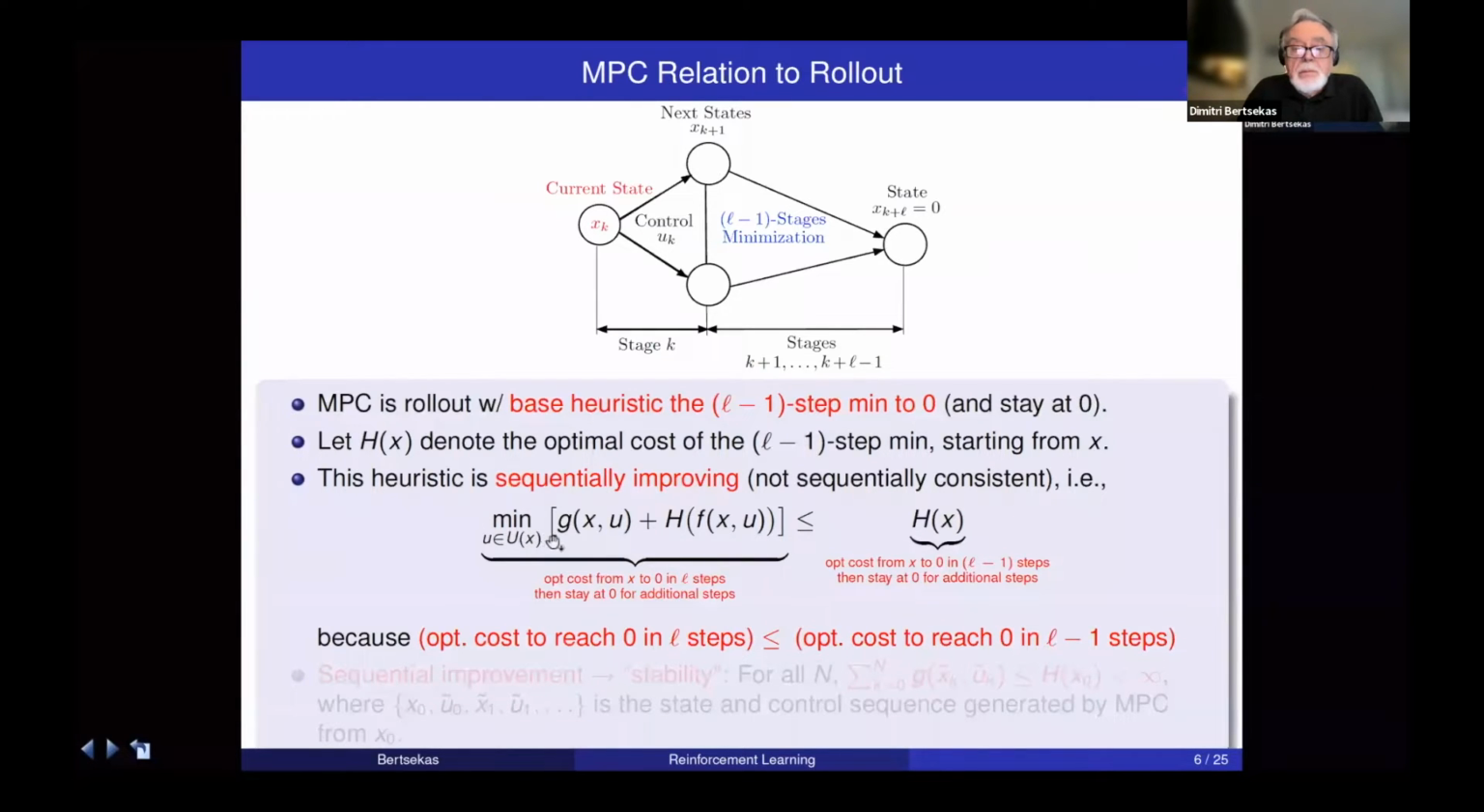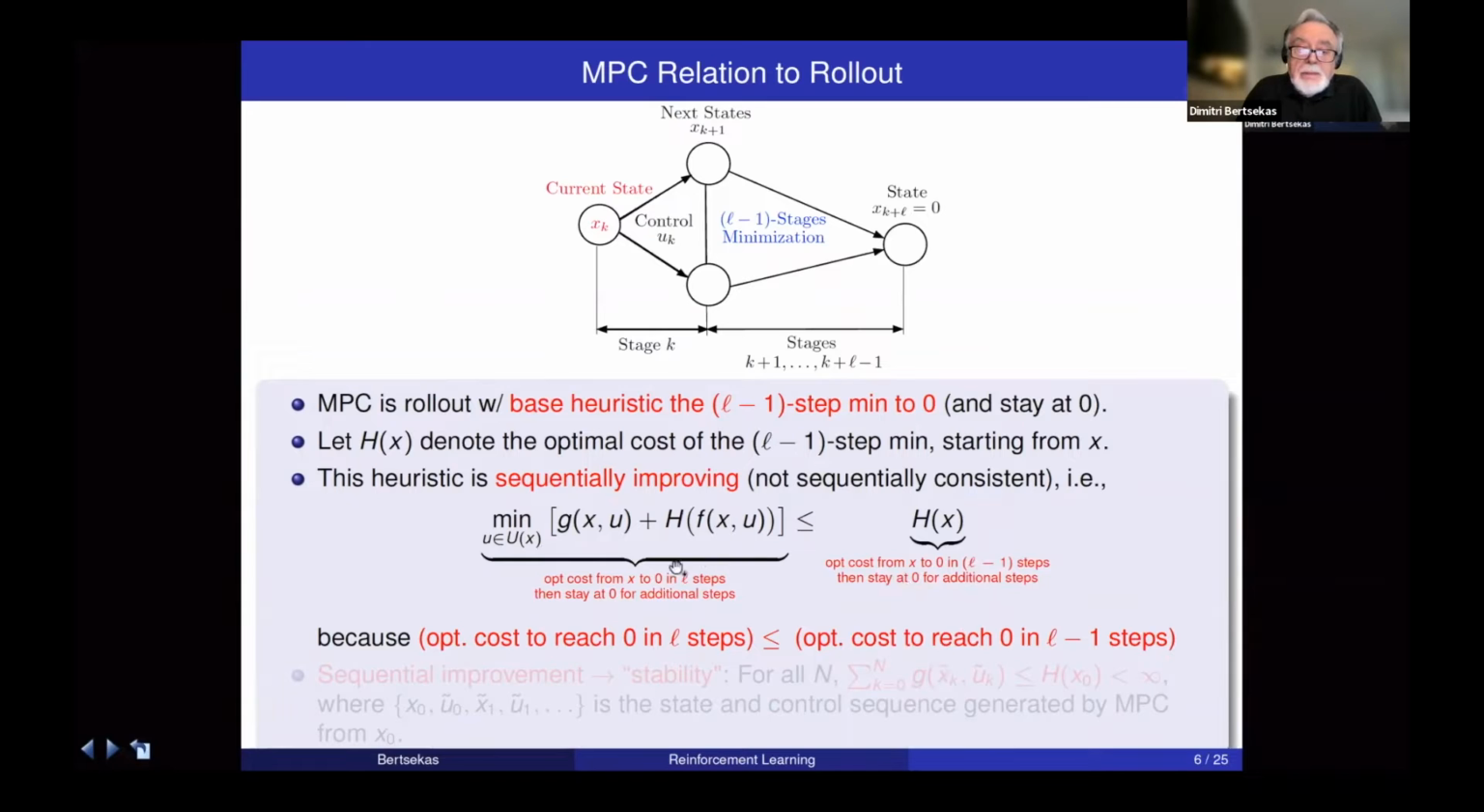The minimal Q factor at x is less than the cost of the base heuristic. The minimal heuristic Q factor, going one step and applying the heuristic from the next state. And this holds trivially. It's very simple to see why this holds. Because the right-hand side is the optimal cost from x to 0 in L minus 1 steps, and then stay at 0 for the additional steps.